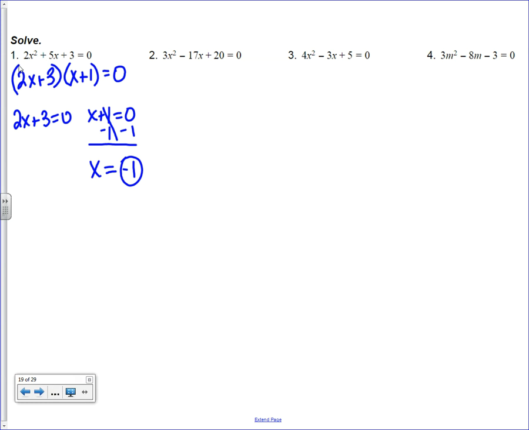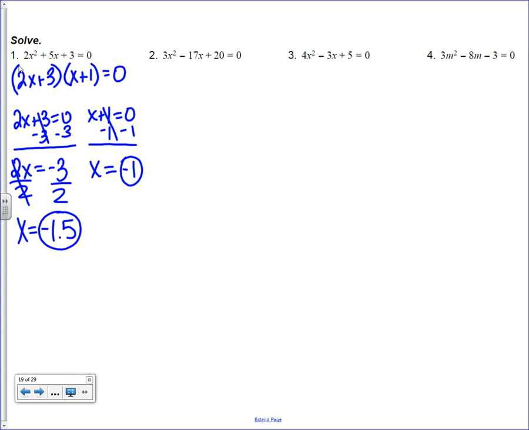Do you remember doing that on your quiz before break? Yeah? Now over here, how would I solve this one, Dylan? Okay, so then what do you get? And then what? So what is negative 3 divided by 2? So that's one possible answer.